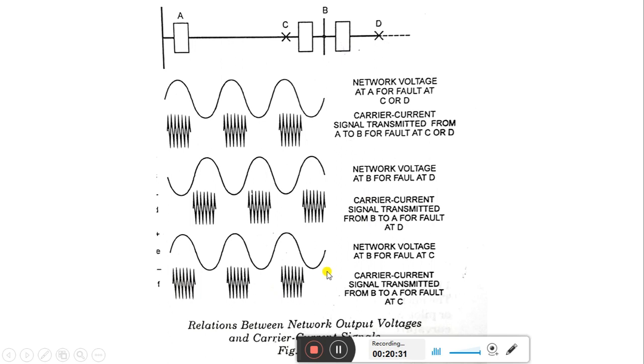So that is how, with the help of these waveforms, we have discussed how the carrier current protection scheme works for protection of the long transmission line, and what the phase comparison method is, how it works for the protection of the transmission line. This was all about the carrier current protection scheme.